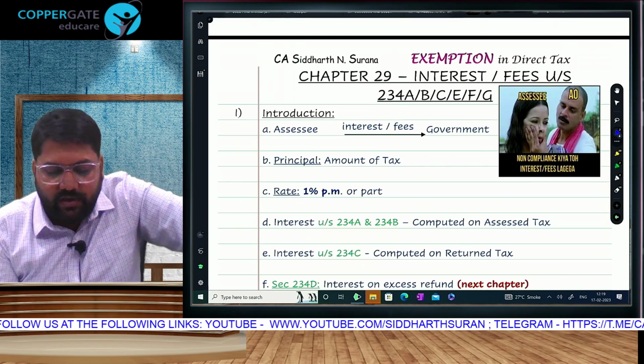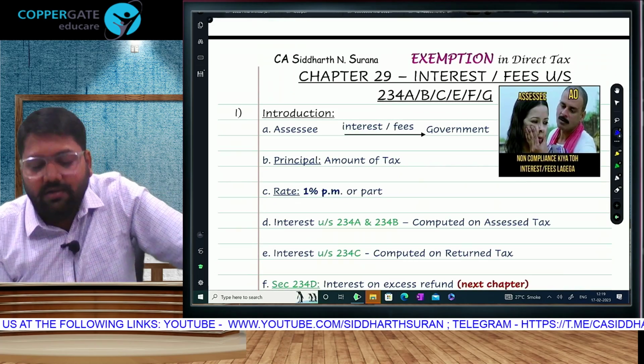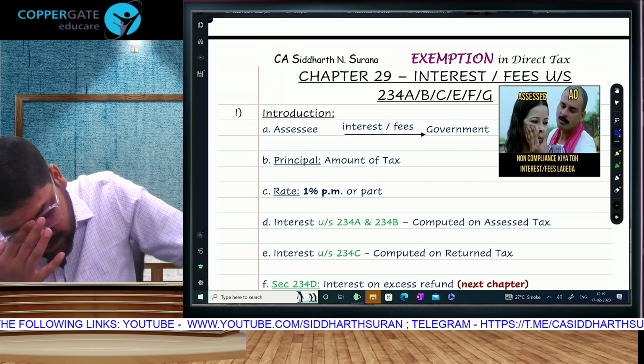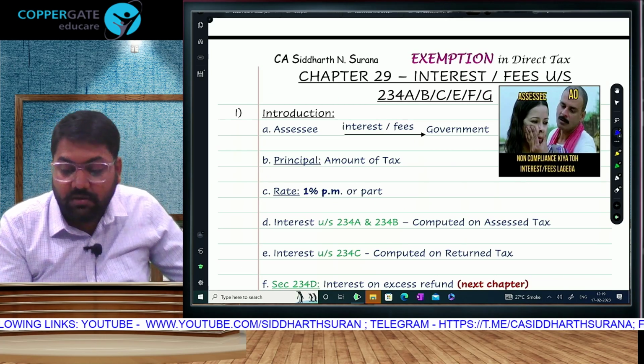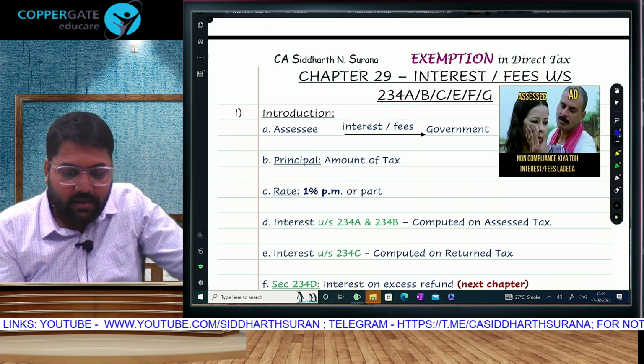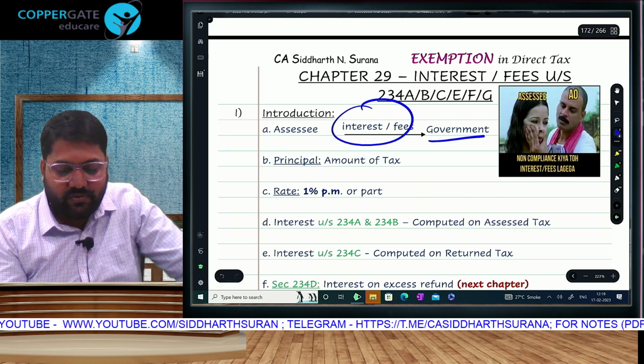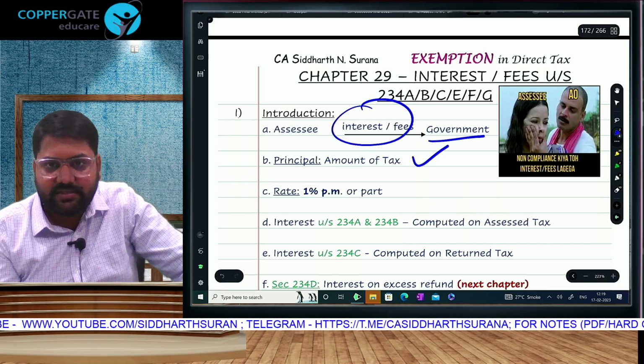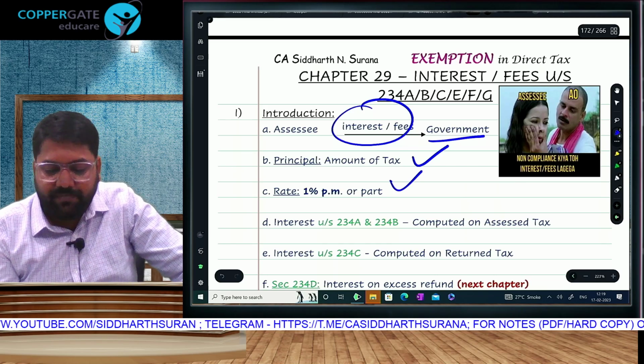Next, 234 A, B, C, D, in fact E, F, G, H, I think we will take this up to Z. The assessee is going to pay interest or fees to the government. Principal will be the amount of tax. Rate will be 1% per month or part thereof throughout the chapter.